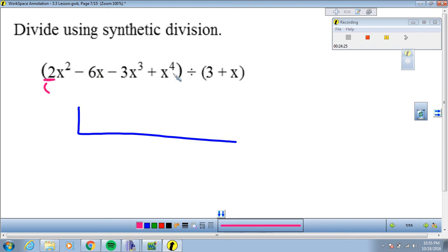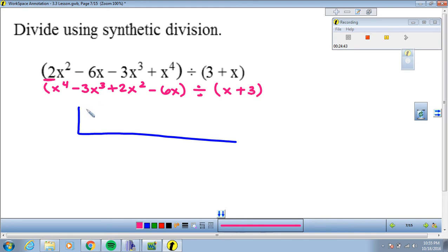So what's the highest exponent? X to the fourth. This one needs to go first. What's the next one? The negative 3x to the third. What should be the next one? Plus 2x squared. And the next one, minus 6x. That's divided by x plus 3. First the x that is raised to the first power, then the 3 that has no exponent, which technically is a 0.